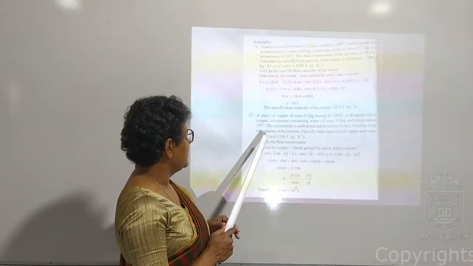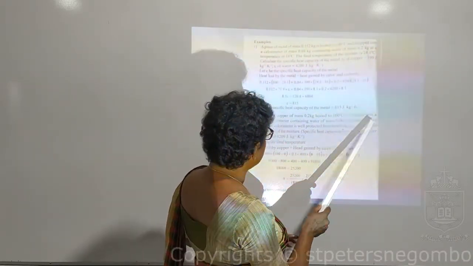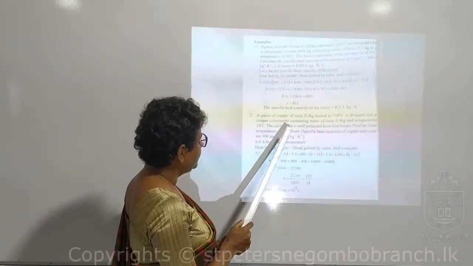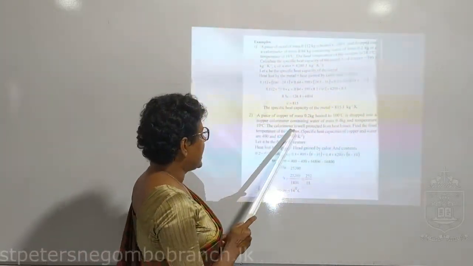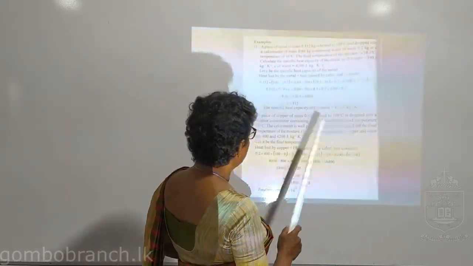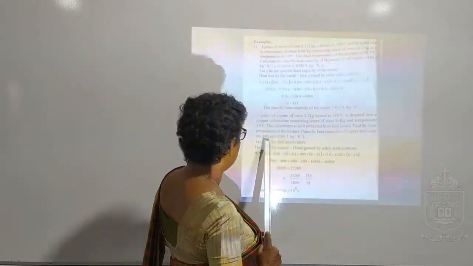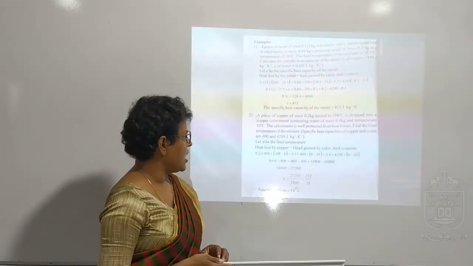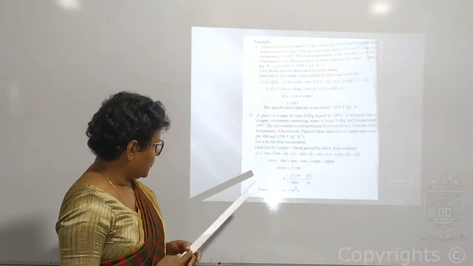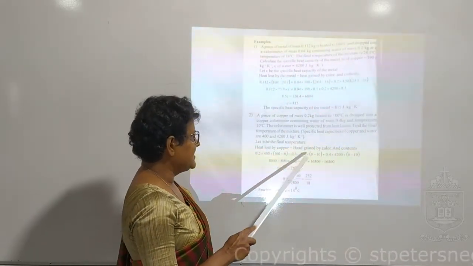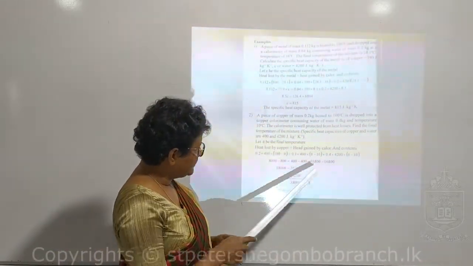So second problem, a piece of copper of mass 0.2 kg heated to 100 degrees is dropped into a copper calorimeter containing water of mass 0.4 kg and temperature 10 degrees. The calorimeter is well protected from heat losses. Find the final temperature of the mixture. The specific heat capacities of copper and water are given as 400 and 4200 J kg minus 1 K minus 1. Let theta be the final temperature. Now heat lost by copper equals heat gained by the calorimeter and the water. Same thing, right? Same problem. But here we are finding the final temperature.